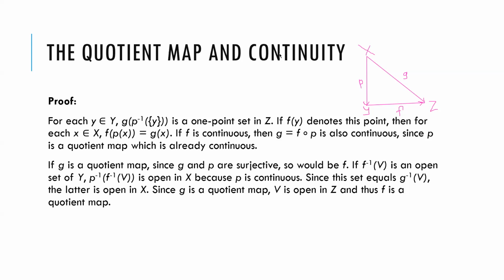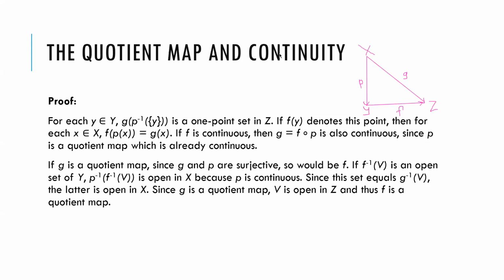And if F inverse of V is an open set of Y, P inverse of F inverse of V would be open in X because P is continuous. And since this set is the same as G inverse of V, G inverse of V is also open in X. And since G is a quotient map, V would be open in Z. And we know that F inverse of V is an open set in Y, and we proved that V would be open in Z, and also we know that F is surjective, so F is a quotient map.